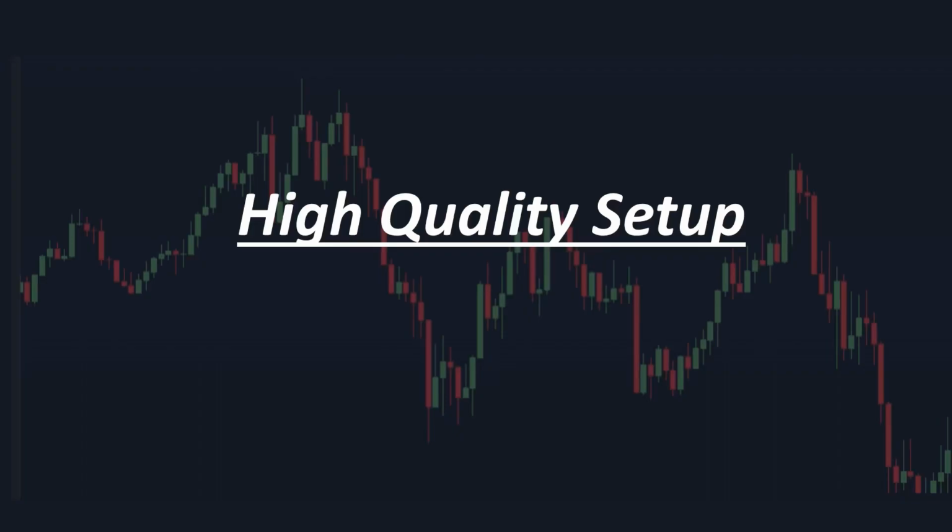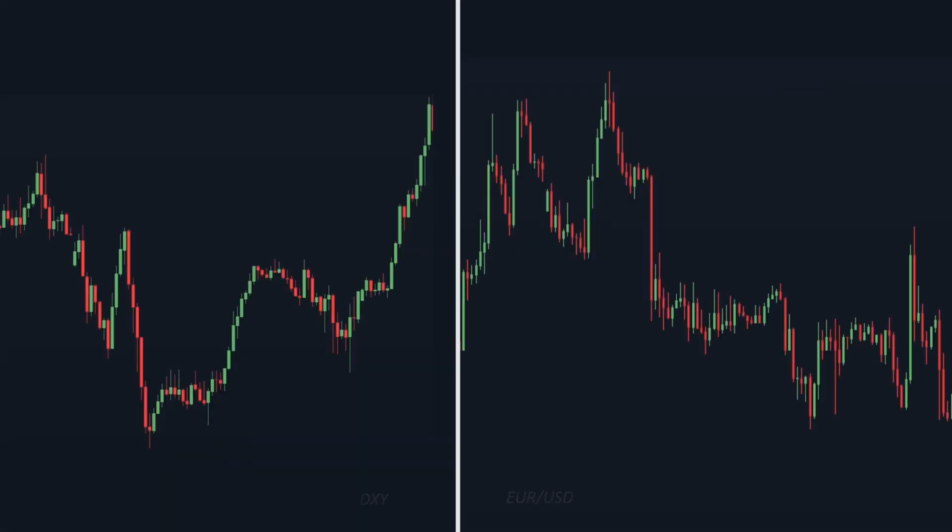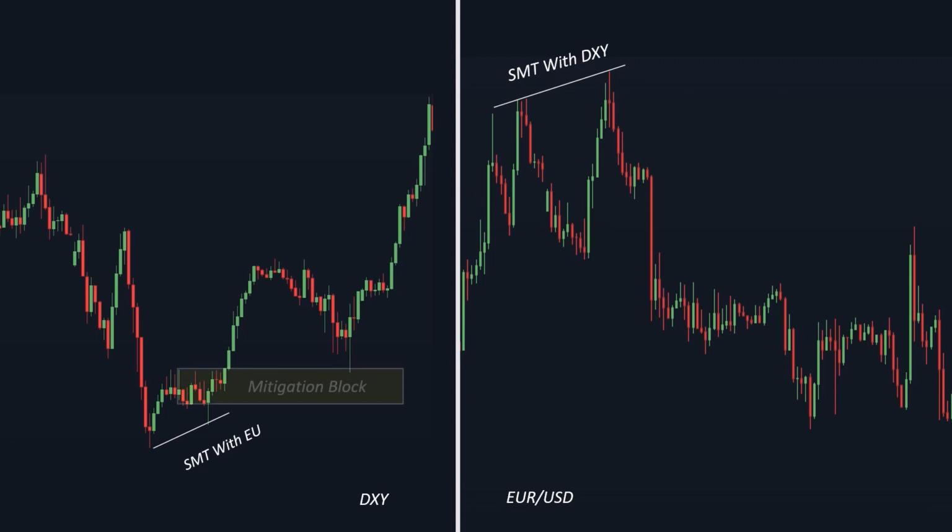One of the confirmations that can enhance the validity of a mitigation block is the formation of an SMT, or smart money technique, with the correlated assets of that symbol. I prefer to consider trading mitigation blocks when there's a smart money technique. This means that another instrument has a breaker here, which should not see this low.